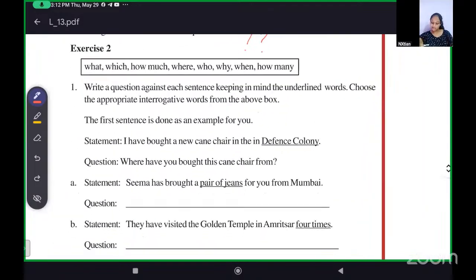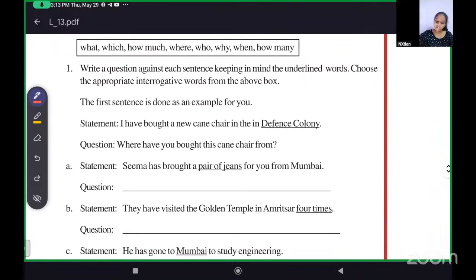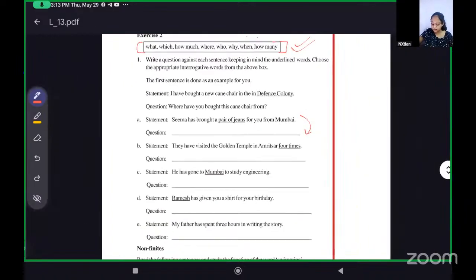Write a question against each sentence, keeping in mind the underlying words. Choose appropriate interrogative words from the box above. The first sentence is done. I have bought a new king chair in the defense colony. Where have you bought this king chair from? Statements are given. You have to select a word from the box, a question word, and form a question relating to the sentence. Okay, can you try this out?